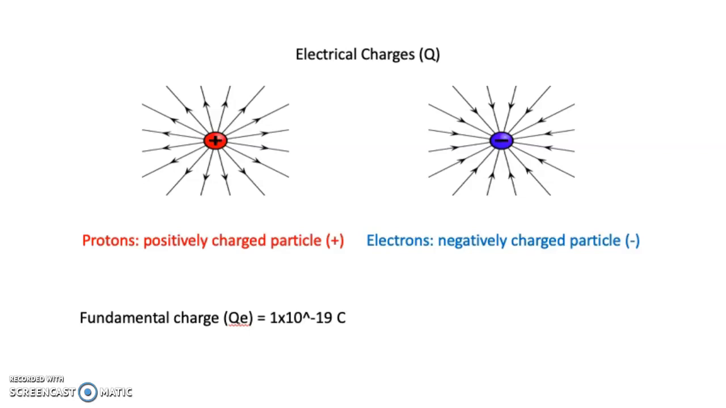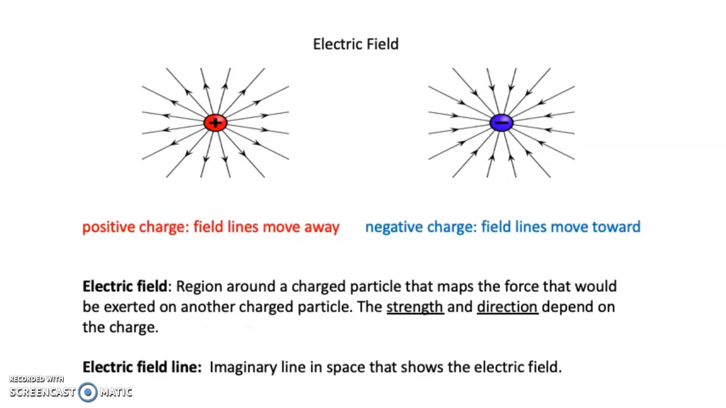This charge is quantified, and the fundamental charge of either a positive or negative charge is expressed by Qe, which is equal to 1 times 10 raised to the negative 19 power coulombs. So whether the charge is positive or negative, all charges are some multiple of this fundamental charge Qe. Any charge in space gives us what we call an electric field.